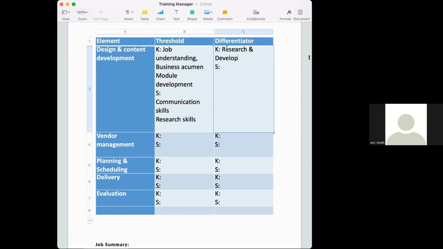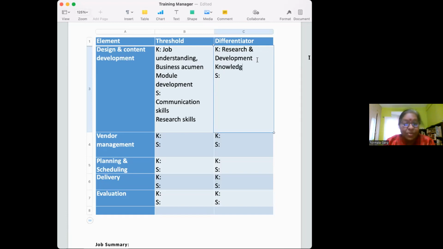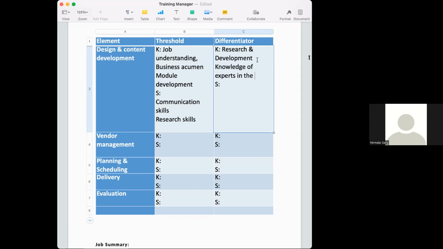Then the focus becomes more on a content developer role. Knowledge of experts on the topic. Whenever you are a training manager, you're looking at who the experts are who can deliver this training program. Experts in the field, know-how about the domain. You should have the market information, knowledge of the latest trends.